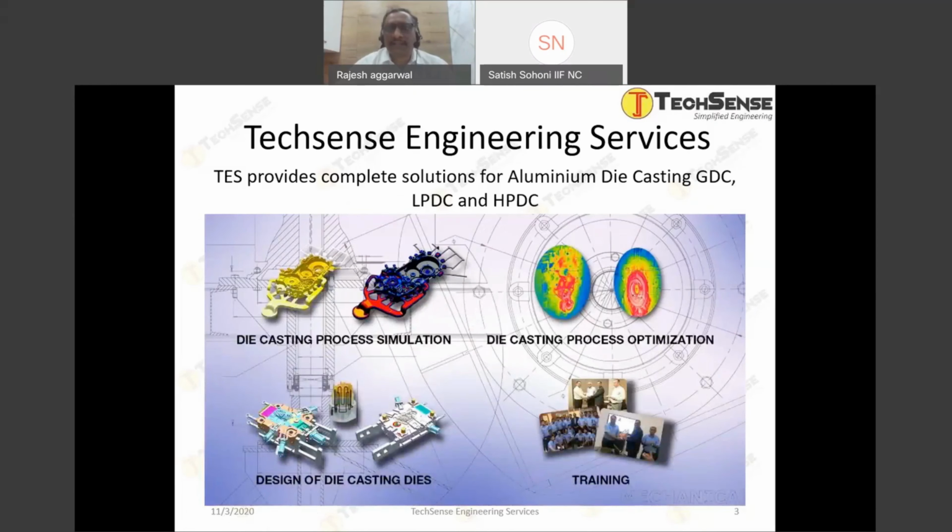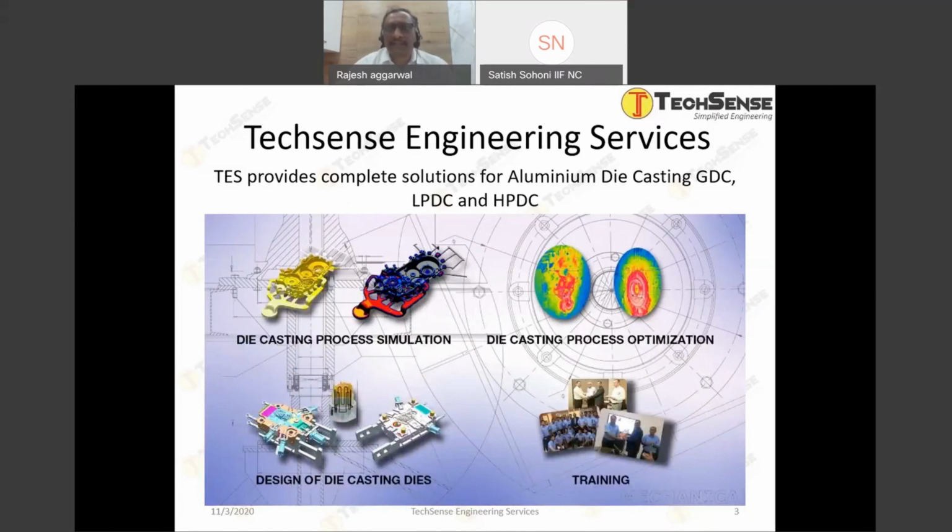The third one is that we provide a complete solution and service for the dies, design of the die casting dies, including high pressure, gravity, and low pressure. We have a team of 12 designers working here in our Pune office, where we work with different customers to provide the design services. And the fourth one is of course the training part, where we provide training on die casting design, process, simulation, and various other aspects of aluminum die casting to various foundries, tier 1 tool rooms, and various OEMs as well. Now let's continue our discussion.